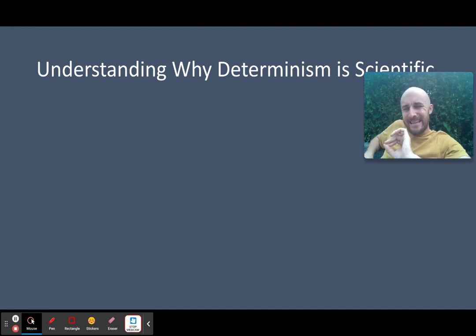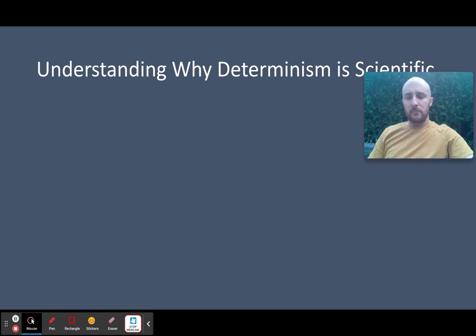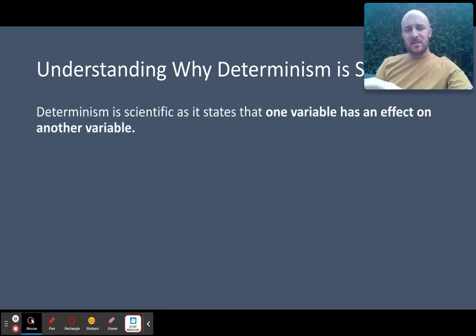This is where it does get slightly harder. What I need you to understand is that free will is not scientific. What I mean by that is that it's not an observable phenomenon. You can't see it, you can't test it, you can't falsify it, right? And you can't do all of these things. Determinism, you can though. So before I go into the really tough part of this, you do need to get why determinism is scientific. Determinism is scientific as it states that one variable is affecting another variable, and we can generally see that. It has an identifiable cause.